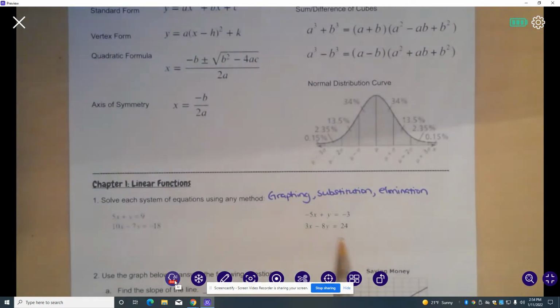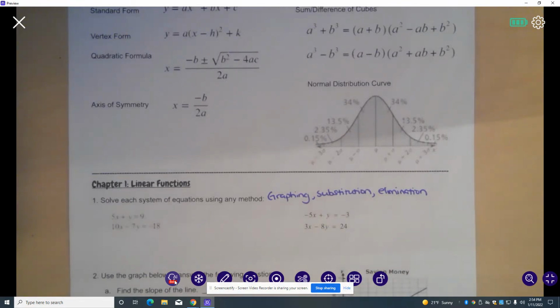Okay, so I made a little note to myself that when we solve a system of linear equations, you could solve by graphing, so graphing both lines and seeing where they intersect. You could use substitution by substituting one equation into the other, or you can use elimination, where you add or subtract your equations to eliminate one of the variables.